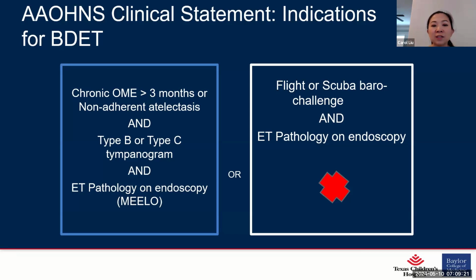Or alternatively, if they have barotrauma challenge issues, so with scuba diving, and eustachian tube pathology on endoscopy. And for the one on the right, this is a part where you won't necessarily have the tympanogram finding. So this is all for adults. And initially the data was for patients 22 and over, then they dropped it to 18 and over.